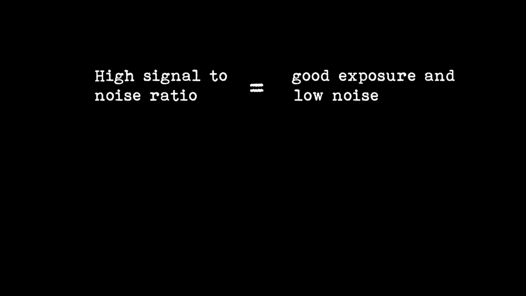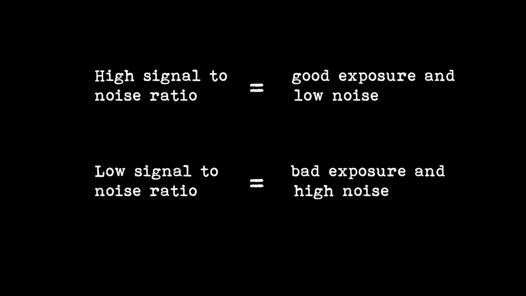So when I say a high signal to noise ratio, I mean an image with a good exposure and low noise. And when I say a low signal to noise ratio, I mean an image with a lot of noise.